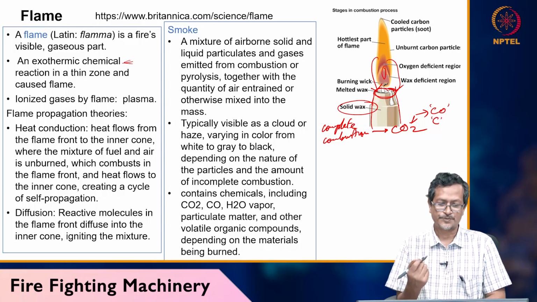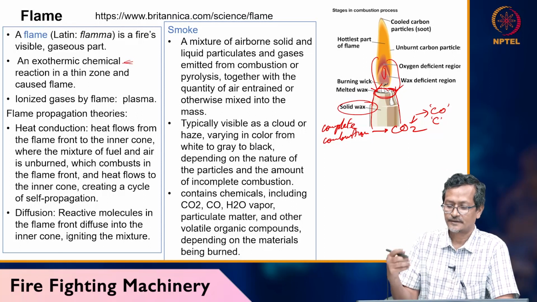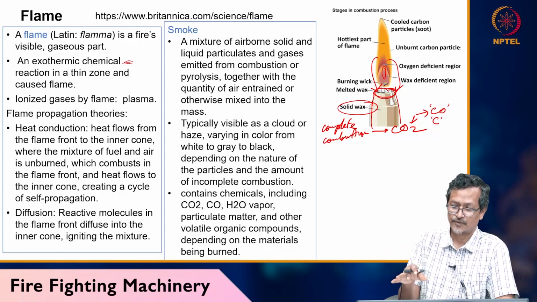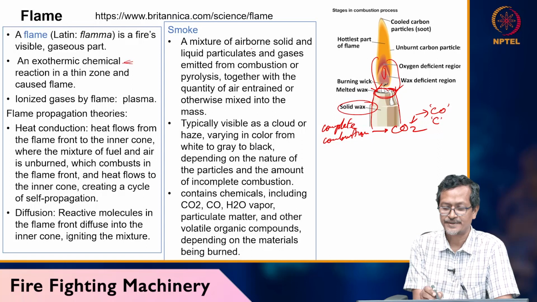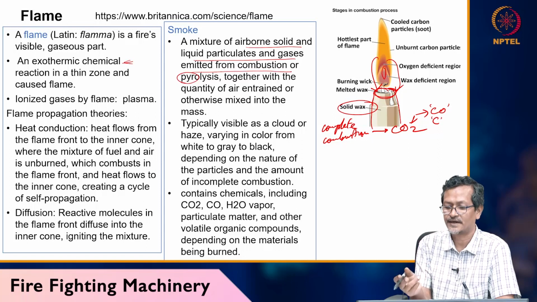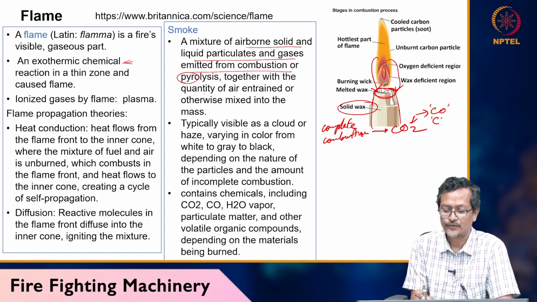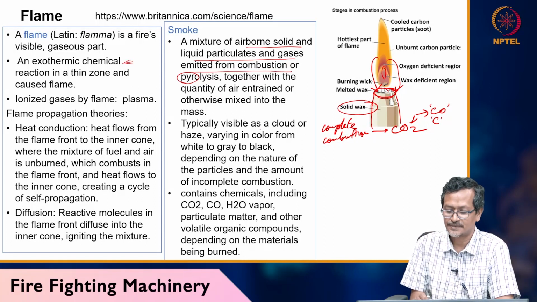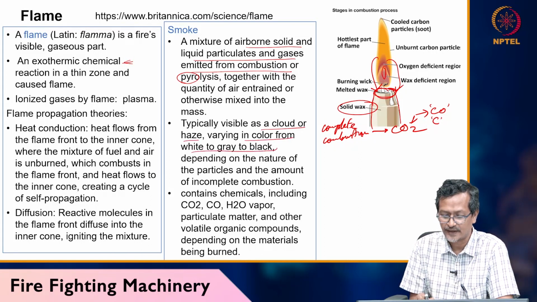So now smoke, I said carbon particles will be there, but some more particles also will be there. So what is smoke? A mixture of airborne solid and liquid particulates and gases emitted from a combustion or pyrolysis. Pyro means fire, so analysis using fire. From burning something, coming out together with the quantity of air entrained or otherwise mixed into the mass, typically visible as a cloud or haze, varying in color from white to grey to black.